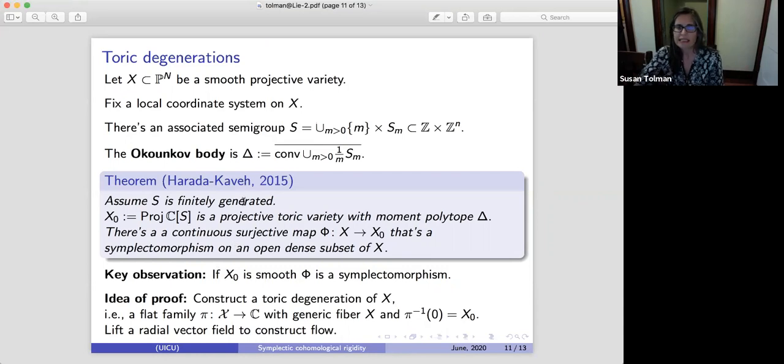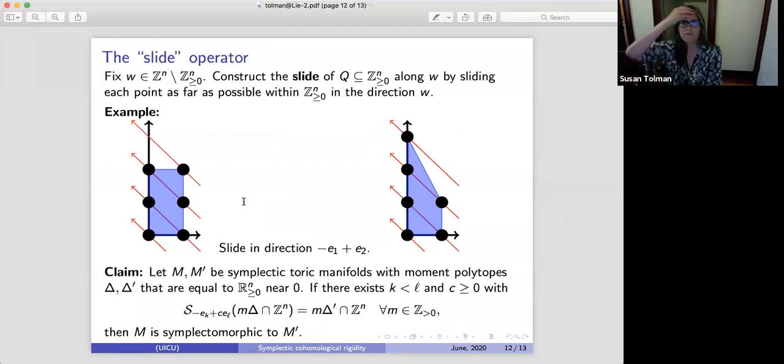So this is toric degenerations, and how do we use them? Well, the way we use them is through something we call the slide operator. First of all, we have to fix an integral vector W, and we don't want all the coordinates to be positive. At least one coordinate has to be negative. In this case, I can construct the slide of any subset of the positive quadrant in Z^n. What I do is slide every point along W as far as possible within the positive quadrant in the direction W.